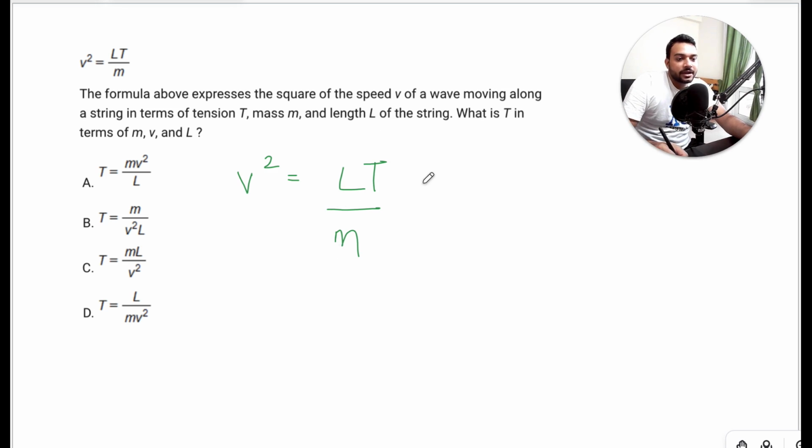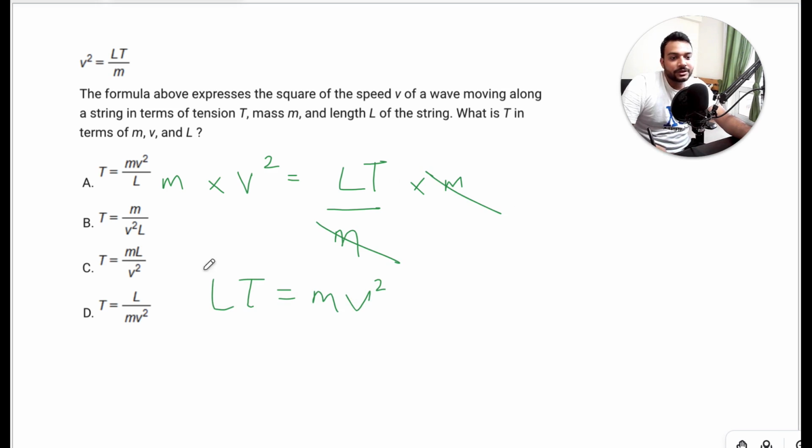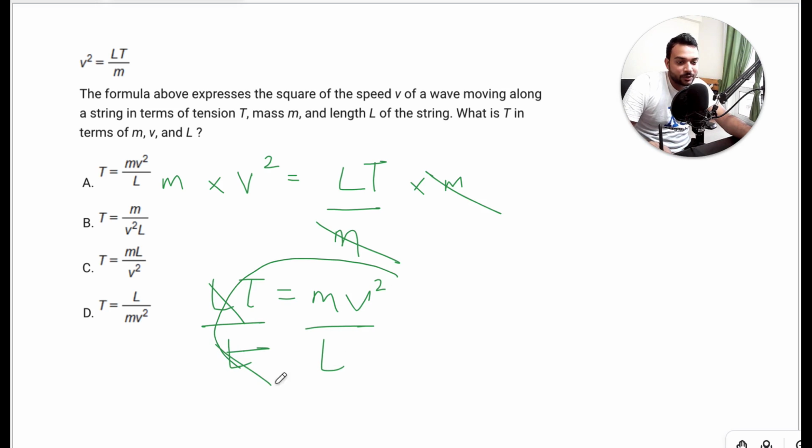To do that, multiply both sides with an m. Why are we doing this? To get rid of the m in the denominator from the right hand side. This and this cancel. We're left with LT is equal to mv squared. Now we need to get rid of this L because we want just T, so we'll keep just T on the left hand side. For that, we divide both sides with an L. L and L cancel. T is equal to mv squared over L. That's straight up option A, which is the correct one.